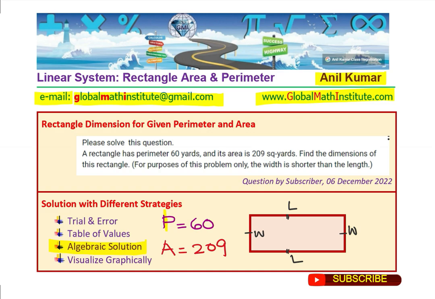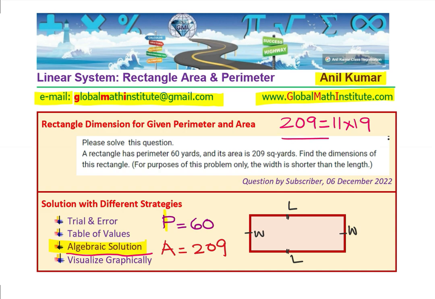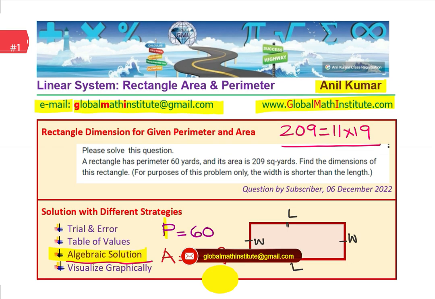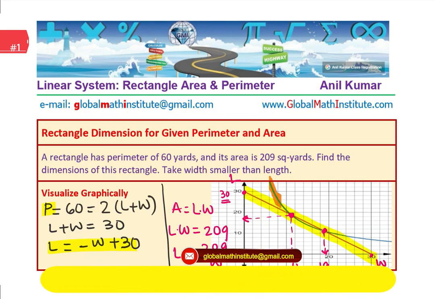So the students who are in grade 9 and 10 will prefer the algebraic method. However, if this is a competitive test question, then you know the number 209 is very interesting and it is equal to 11 times 19. And that gives you a hint that the answer should be 19 is the length and 11 is the width. Perfect? I hope it makes sense. So that's where we are. And this graph is very interesting also.